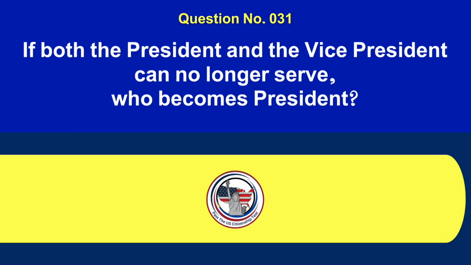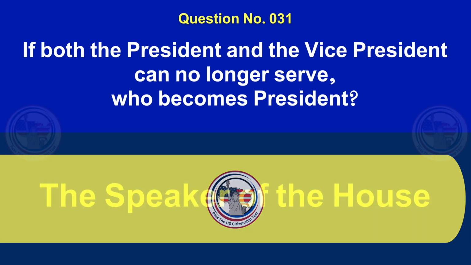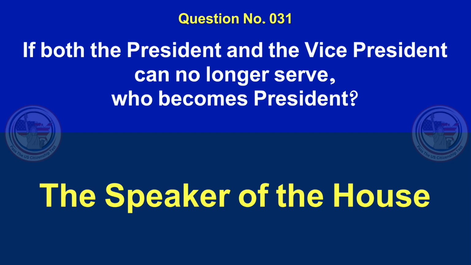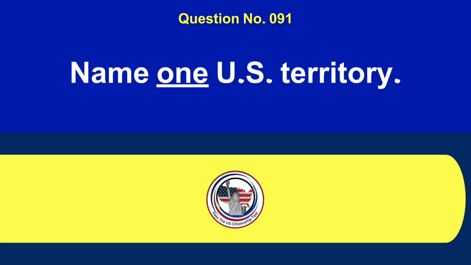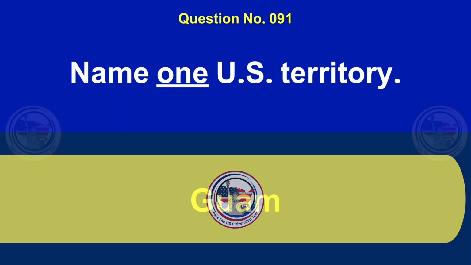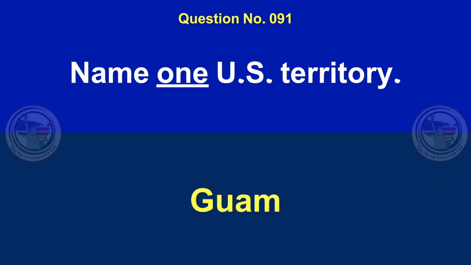If both the president and the vice president can no longer serve, who becomes president? The Speaker of the House. Name one U.S. territory. Guam.